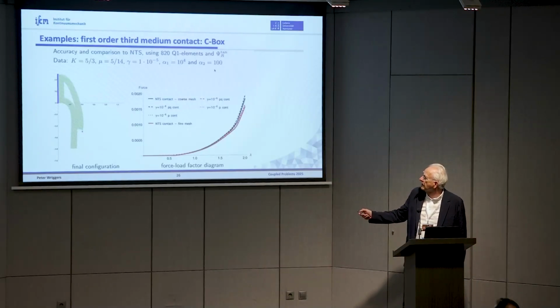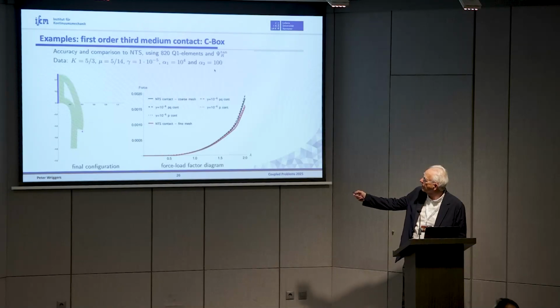Node to segment with a fine mesh, node to segment with a coarse mesh, gamma 10 to the minus 6. We actually checked different ways of improving this contact part, but you can see here that we are very close to the real gap behavior with the node to segment approach, and with the coarse mesh and the fine mesh both match quite well. So from this point of view, I think we are in a good shape with this third medium, so it can really be used for contact problems.